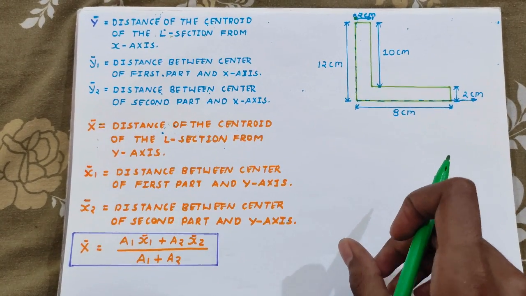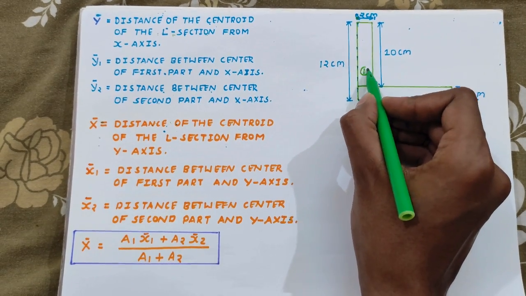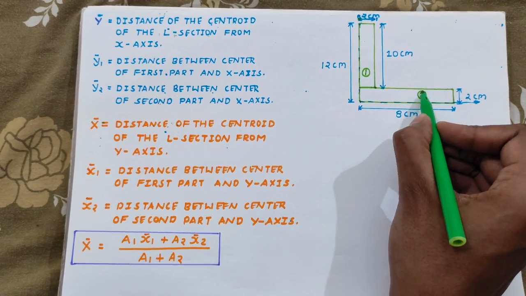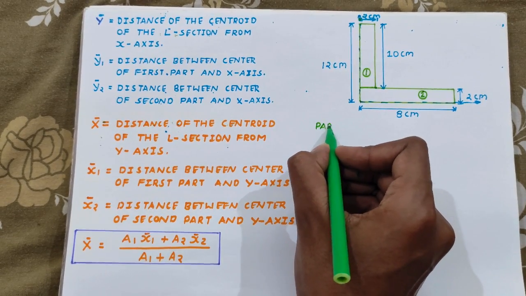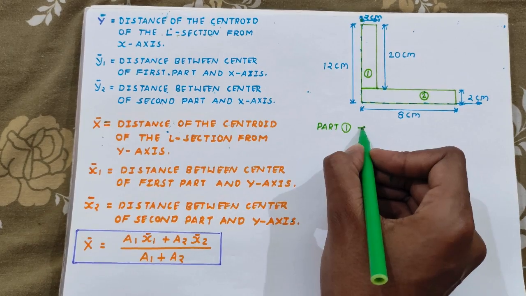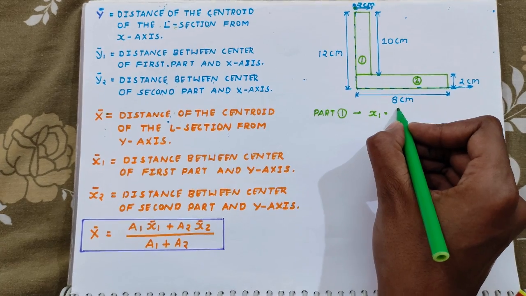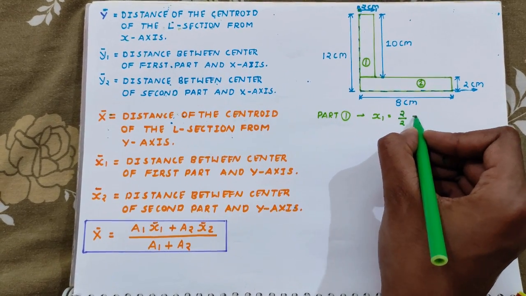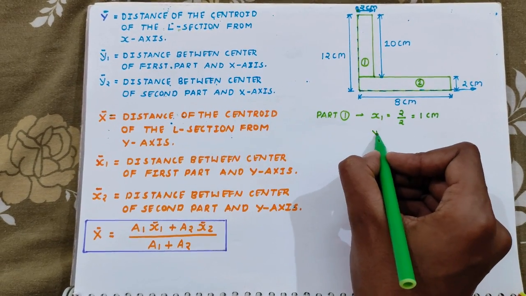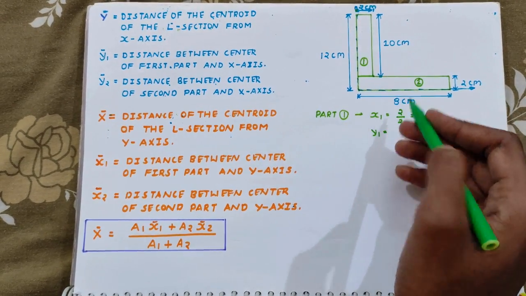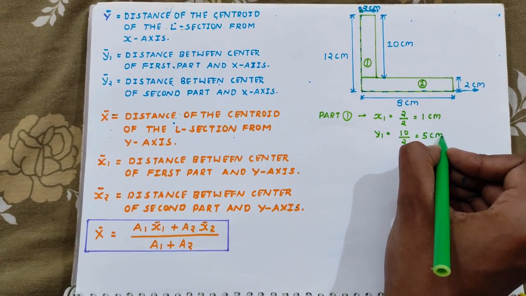Now we will follow our procedure. Let us divide this figure into two parts. This is our part 1 and this is our part 2. Now calculate the center of each part. Part 1, x1 equal to 2 by 2, equal to 1 centimeter, and y1 is equal to, this length is 10 centimeter, so 10 by 2 is equal to 5 centimeter.